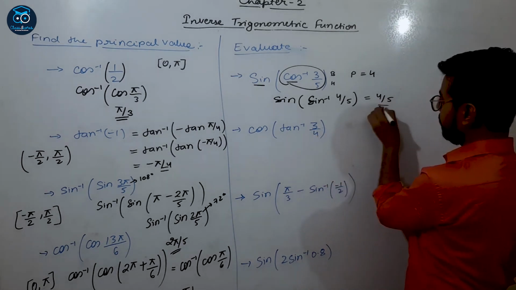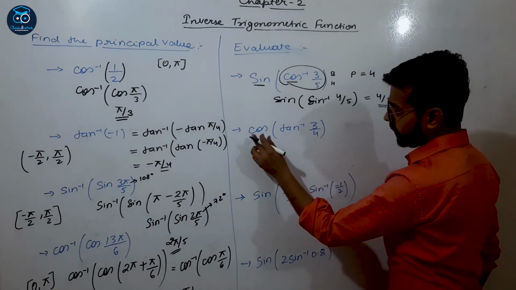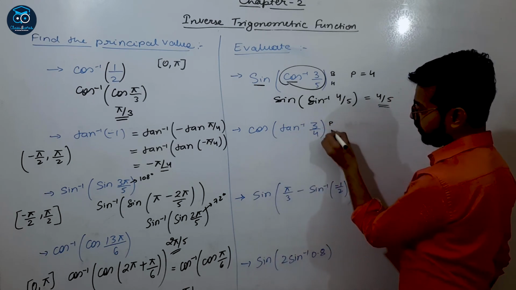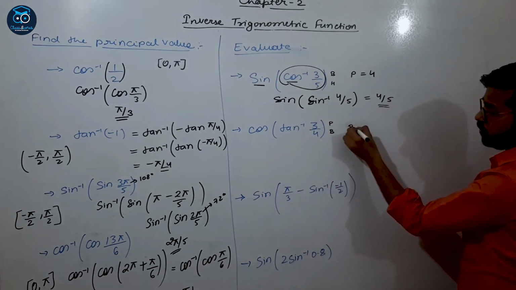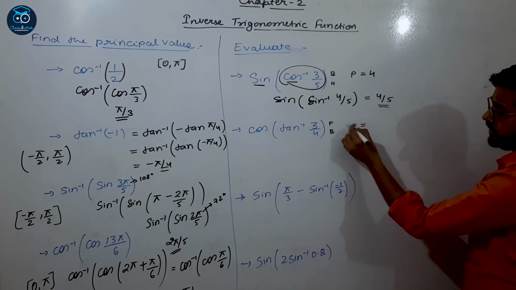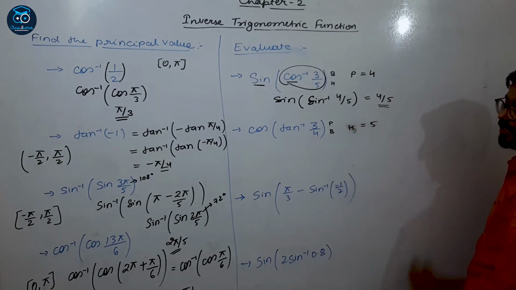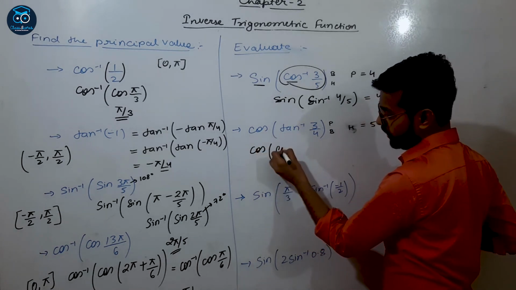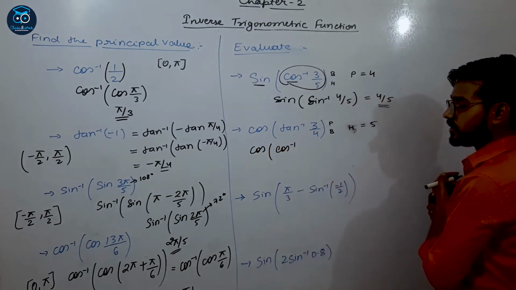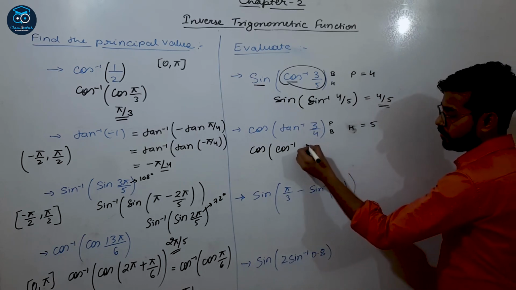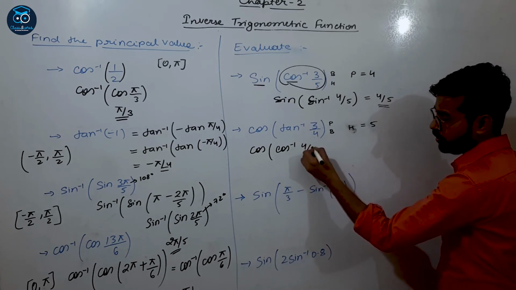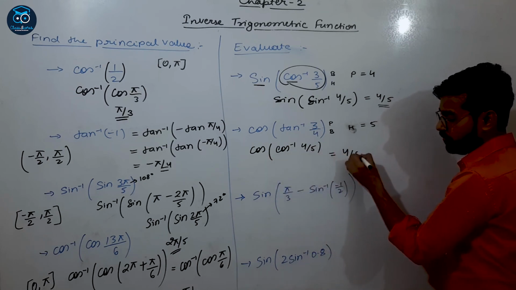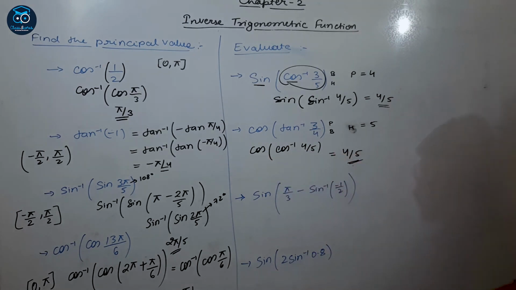Similarly, in this question, cos tan inverse 3 by 4. Here it is perpendicular, it is base. So by Pythagoras theorem, we can calculate the value of hypotenuse, that is 5. Here it is cos, so we also write this as cos inverse. Cos is base upon hypotenuse, that is 4 upon 5. Now the cos term cancels out this, so we get 4 upon 5.